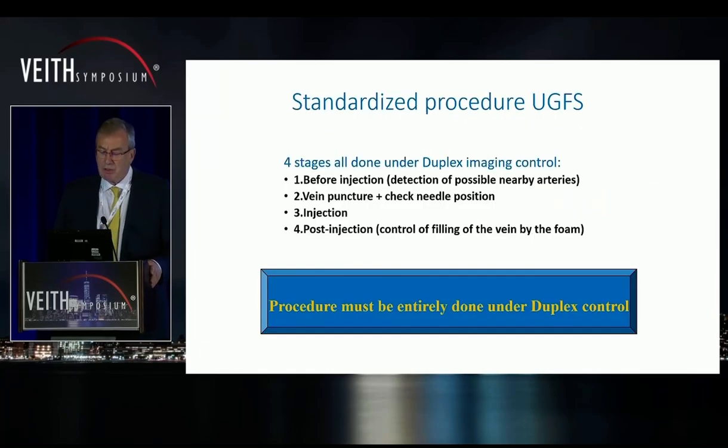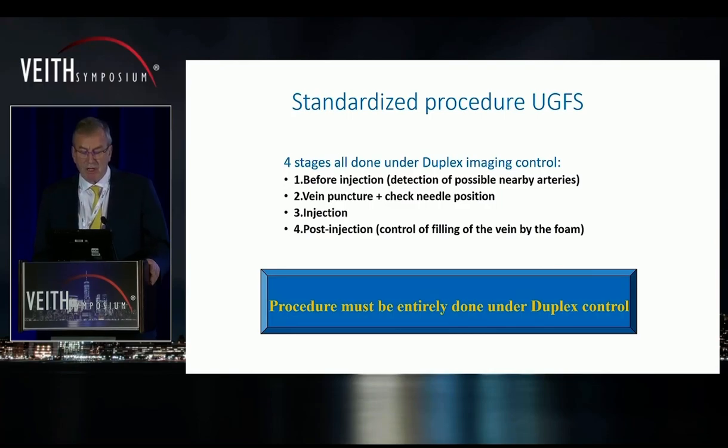It will be a safe treatment. So, standardized procedure guidance for sclerotherapy: four stages, all done under duplex imaging control. Before injection, detection of possible nearby arteries. Second, vein puncture and check of needle position. Third, injection. Fourth, post-injection control of filling of the vein by the foam. The procedure must be entirely done under duplex control.